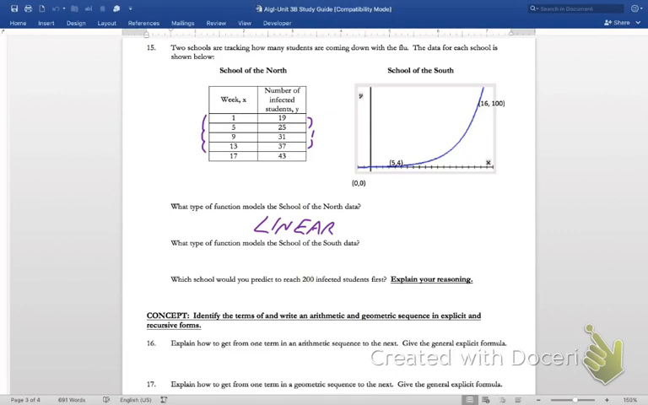Now, the other one, just from looking at the shape of the graph, that's going to be exponential. It's definitely not a linear graph. Definitely not a quadratic graph. So which school would you predict to reach 200 infected students first? I would say the School the South, because it's exponential, it's growing faster.